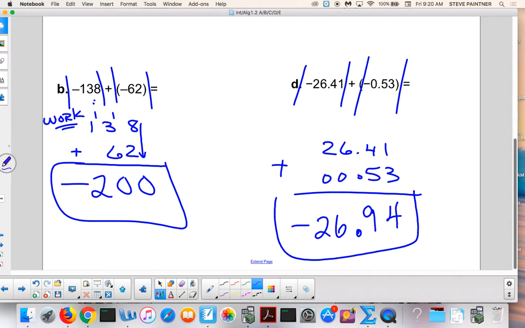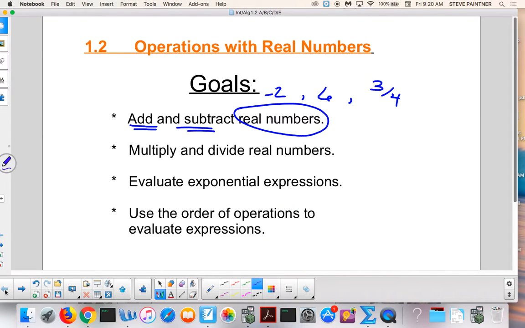Right? Good? You lost money. Right? Okay, so that's the easy one. 2 negatives added up is a negative. 2 positives added up is a positive. Okay, next. Go back. Go back.